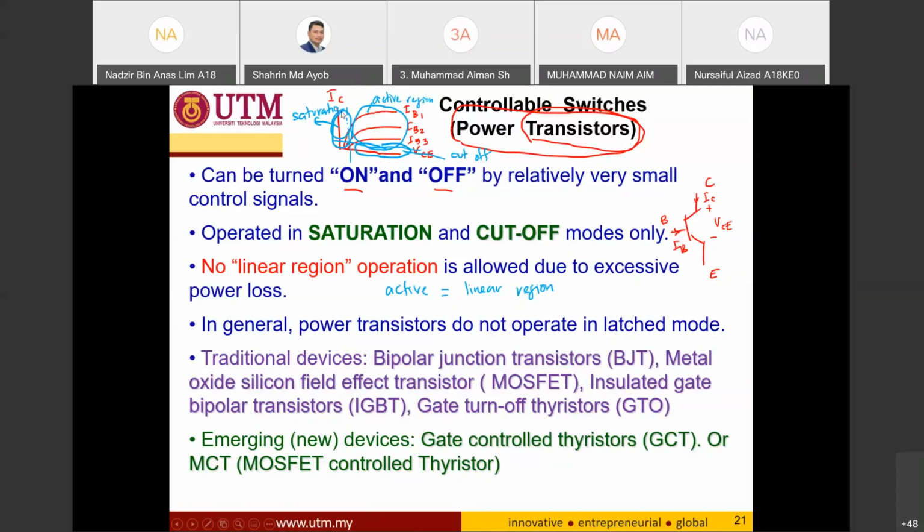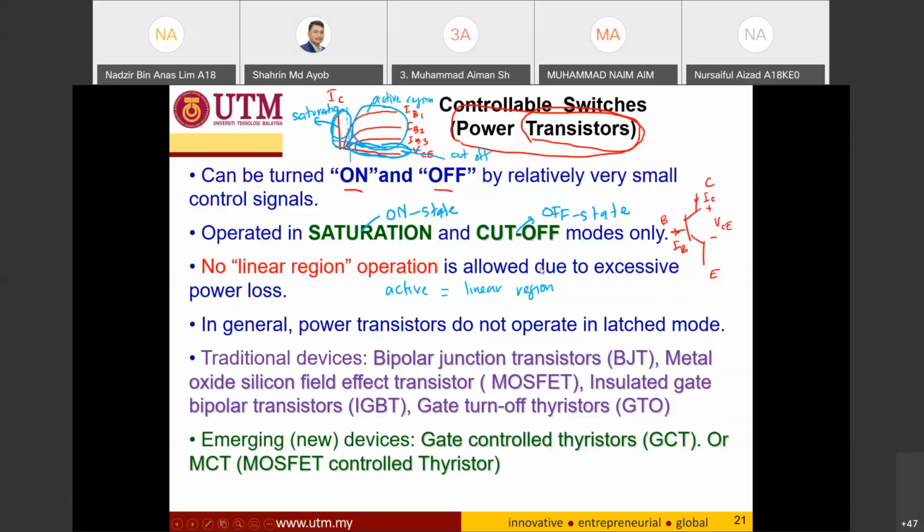So saturation, as you can see, the current is flowing. There is a current value here, meaning that saturation is the on state. So the transistor is in on state. And the cutoff region here, as you can see, the current IC is almost zero, meaning that there is no current flow. So this is what we call the cutoff, sometimes also called off state. So the transistor is operated as a switch. Sometimes it is on and sometimes it is off. We will not operate our transistors in active region. So power electronics is either on or off.